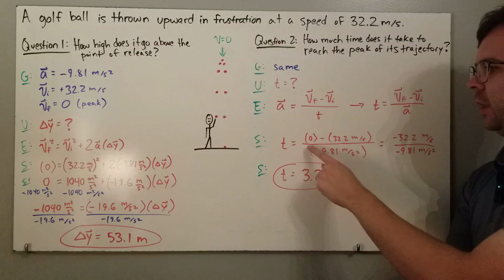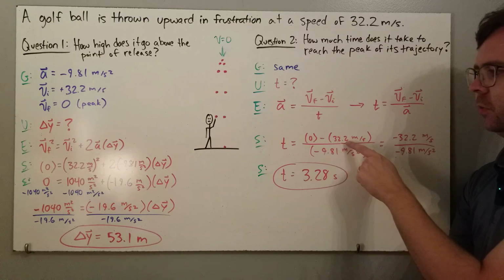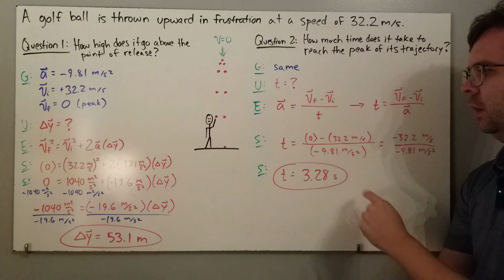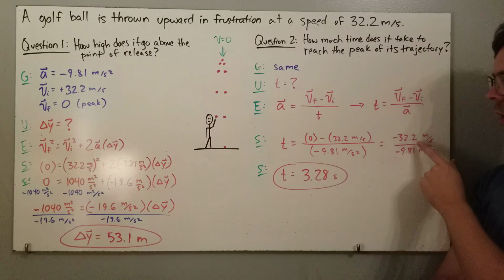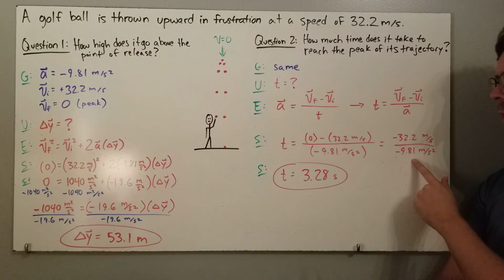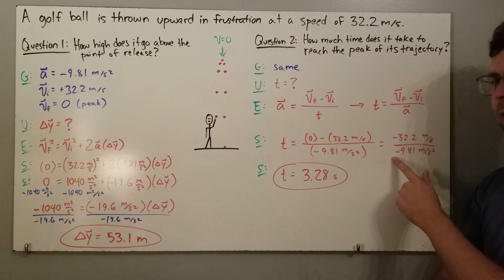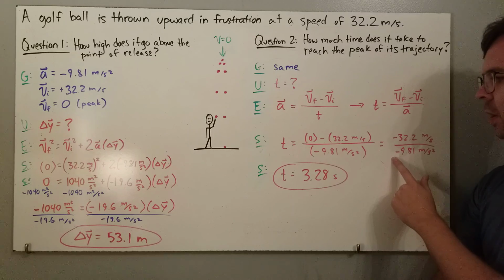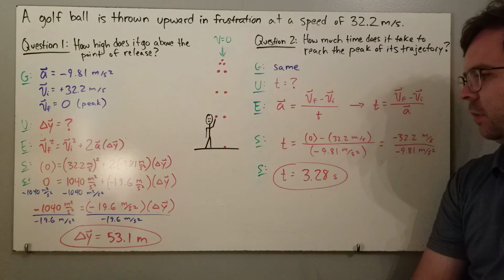So we substitute into that equation, the final velocity was 0 minus the initial velocity of 32.2 meters per second. Divide that by the negative 9.81 meters per second squared. That gives us negative 32.2 divided by negative 9.81. It's important to keep those negative signs consistent because those end up canceling each other out and give us a positive value for time, which we would expect, of 3.28 seconds.